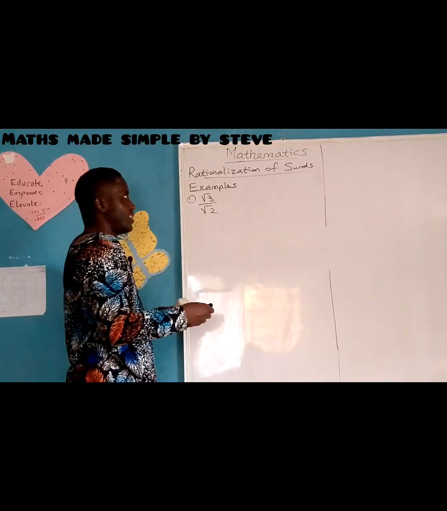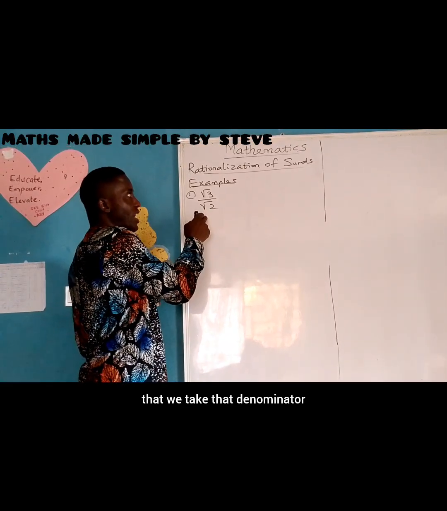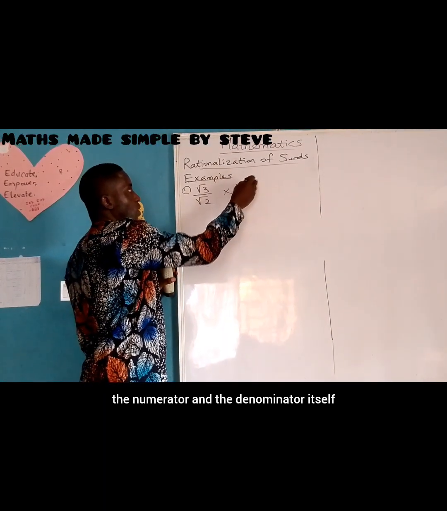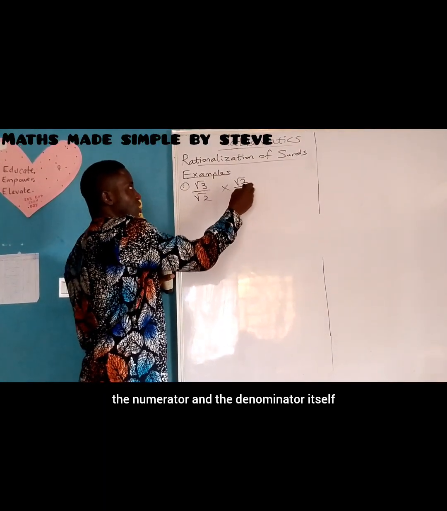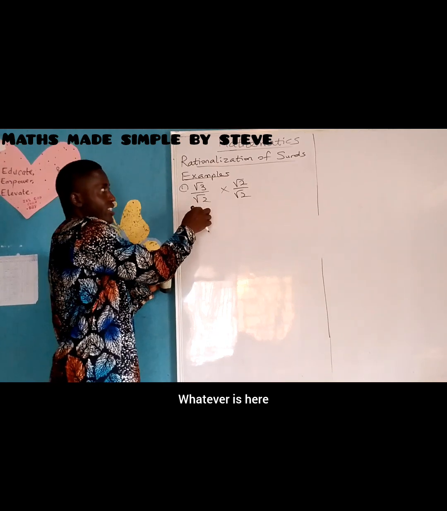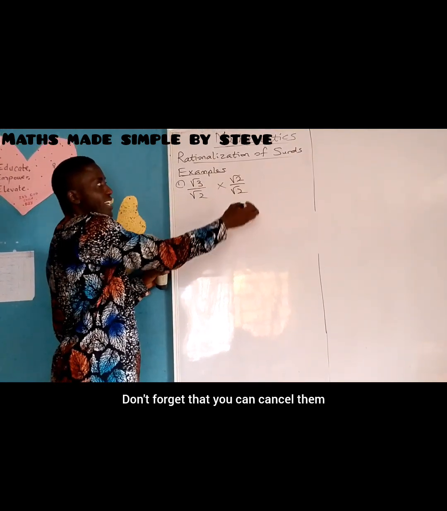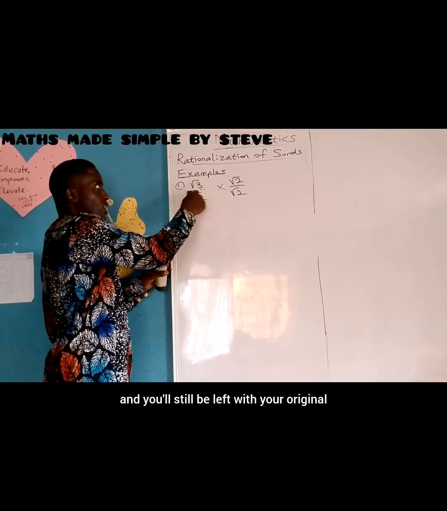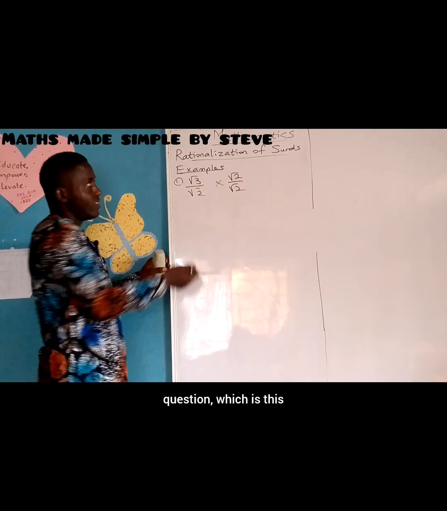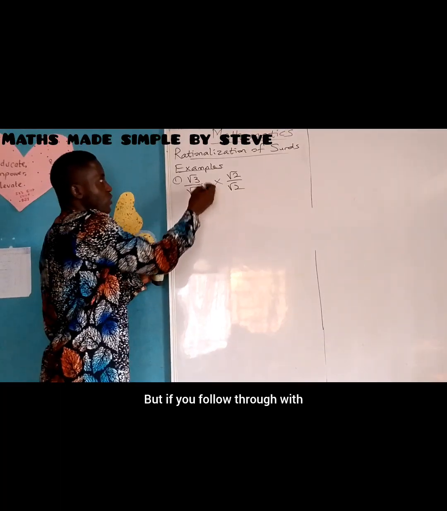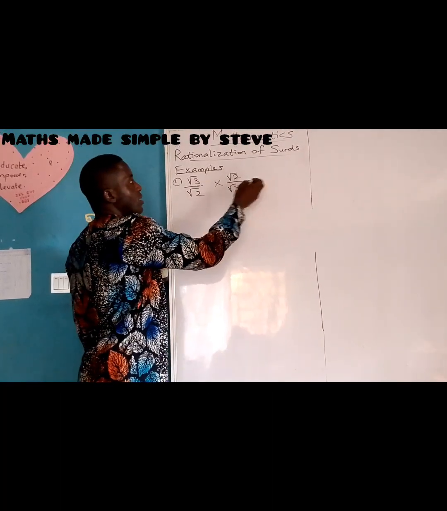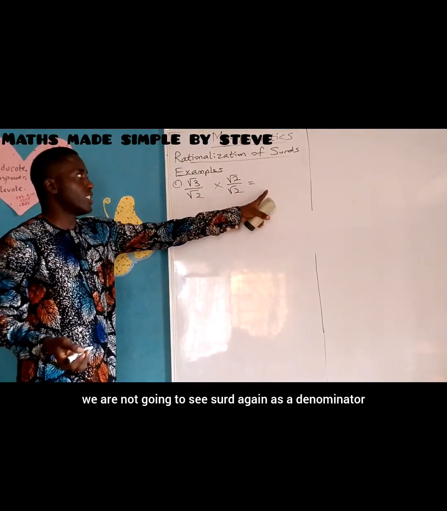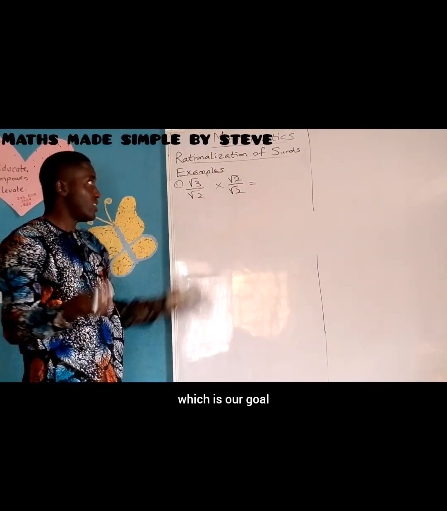So what we do is that we take that denominator and we use it to multiply the numerator and the denominator itself. Whatever is here, use it to multiply both up and down. Don't forget that you can cancel them, that root 2 cancels root 2, and you will still be left with your original question, which is this. But if you follow through with what I have just given you here, you will see that by the time we get the final answer, we are not going to see a surd again as a denominator, which is our goal.